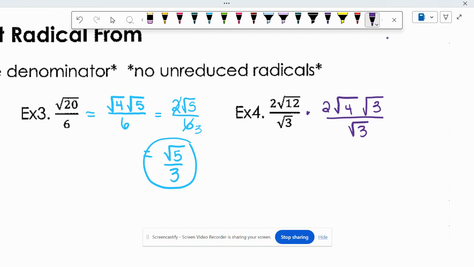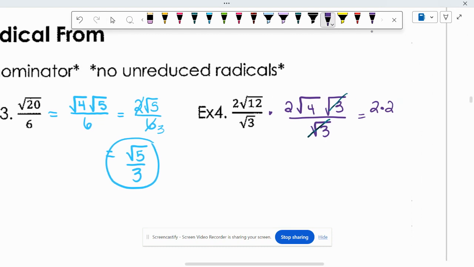What do you see you can do? Cancel those out. Do you see that? Do you see how you can cancel those out? So you really have 2 times the square root of 4, which is 2. And what is 2 times 2? 4. 2 times 2 is 4.